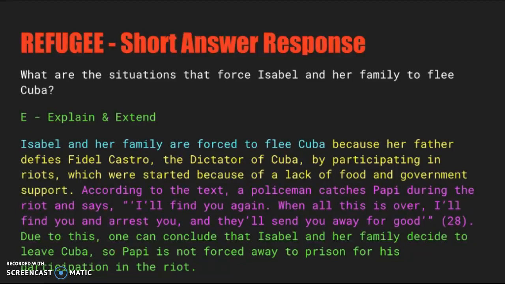Now, one last thing that I forgot to point you to when I was including my text evidence is right here. You'll notice that in parentheses, after the quote, I put my page number so that I can easily go back and find in the text where I found my answer, and then I can get more evidence from that if I need to.